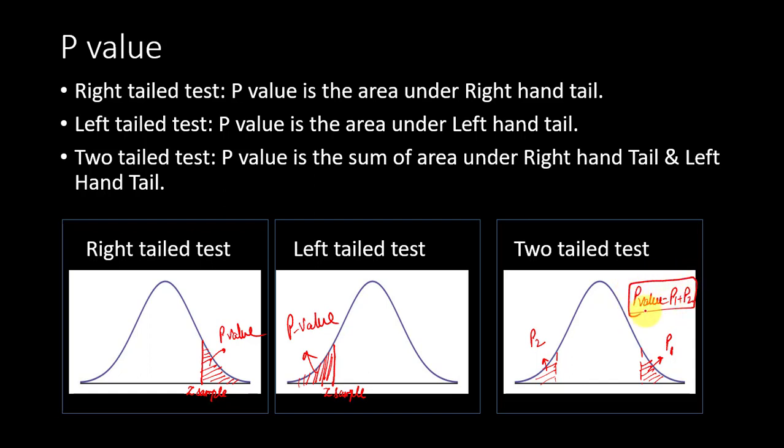Generally the distribution is symmetrical in nature, so p1 is equal to p2, and this equation, the p-value, becomes 2p. Now we are going to see an example belonging to the two categories, in which we are going to calculate the p-value of the left tail test or right tail test, and the p-value in case of a two tail test.